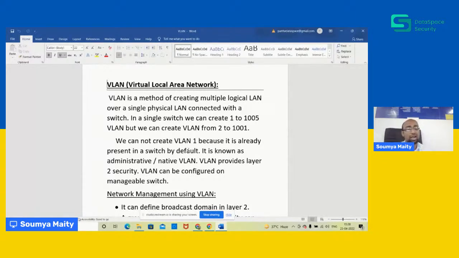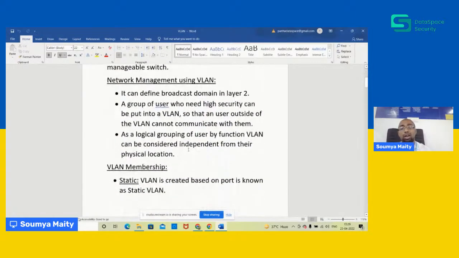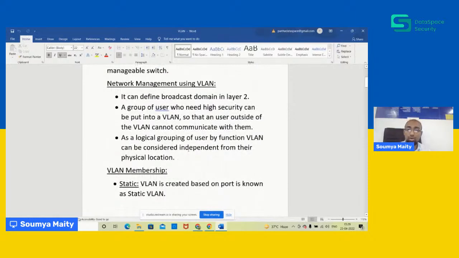VLAN provides layer 2 security, where layer 2 means the data link layer. In the data link layer, the hardware device is a switch. That's why it is called VLAN provides layer 2 security, and VLAN can be configured on a manageable switch. Next, network management using VLAN. It can define a broadcast domain in layer 2. So we can define our broadcast domain through VLAN.